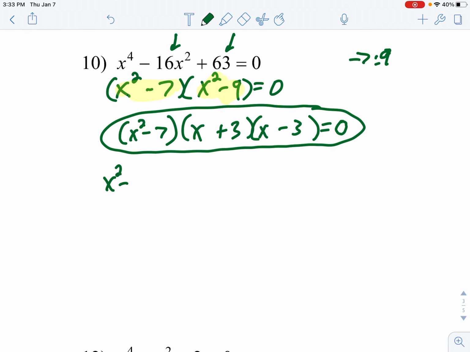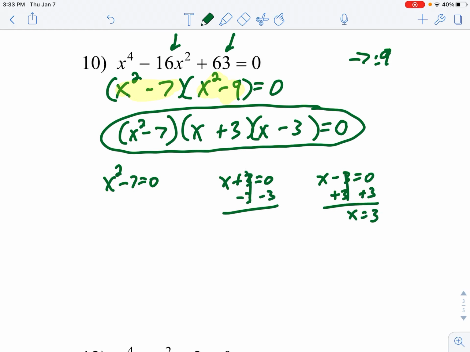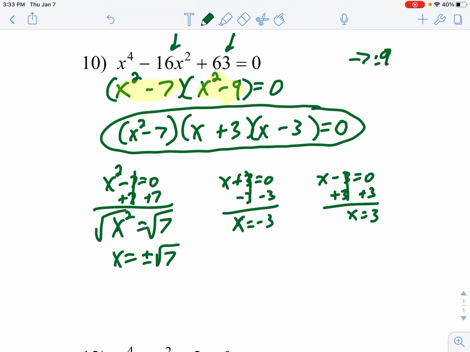So you set x squared minus 7 equal to 0, x plus 3 equals 0, x minus 3 equals 0. And then you got to solve each one of those. The last two are easy, so I'm going to do those first. You get x equals 3. Here, subtract, x equals negative 3. Here, we're going to use the square root method again. So I got to add 7 to both sides. X squared equals 7. Now to isolate x, I have to square root both sides. And don't forget, when you square root, you put a plus minus on the answer. So I get negative 3, positive 3, negative square root of 7, positive square root of 7.